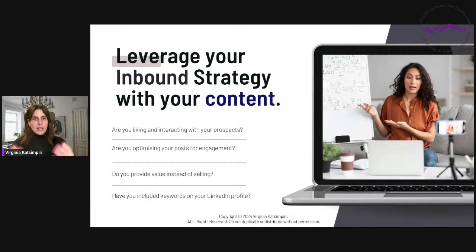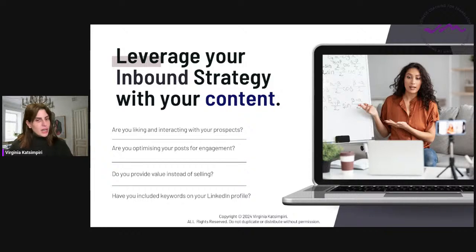By inbound, we mean a strategy where we work on a process to start attracting clients to us without us contacting them. So we prefer those clients to come to us, to visit our profile, and to ask us for a potential collaboration. That's perfect, isn't it? But are you liking and interacting with your prospects? And be honest with yourself. Are you optimizing your posts for engagement? Again, engagement is when your potential clients visit your piece of content, they comment, they like it, they start a discussion, they interact with you in general, or maybe they send you a message.